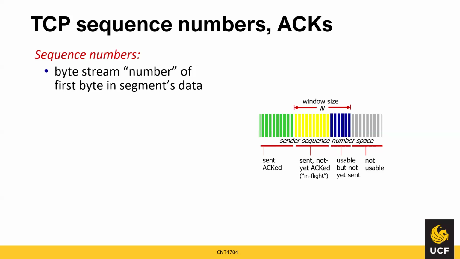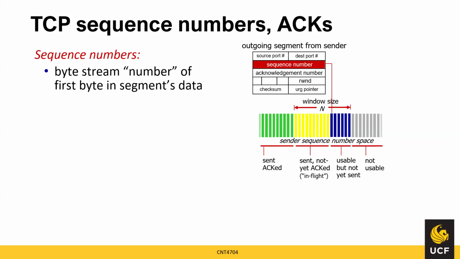And then we can see here the window is divided into regions. We have the green bytes. These are bytes that have already been sent and acknowledged. The yellow ones are bytes that have been sent but have not yet been acknowledged. And we also have the blue, which is usable but not yet sent, depending on the window size. And the gray is not usable, so it is outside of the window. That gives you a visual sense of the TCP sequence numbers.